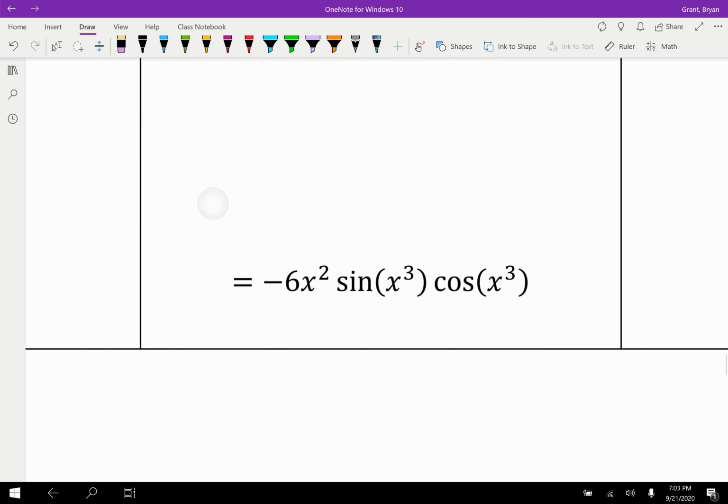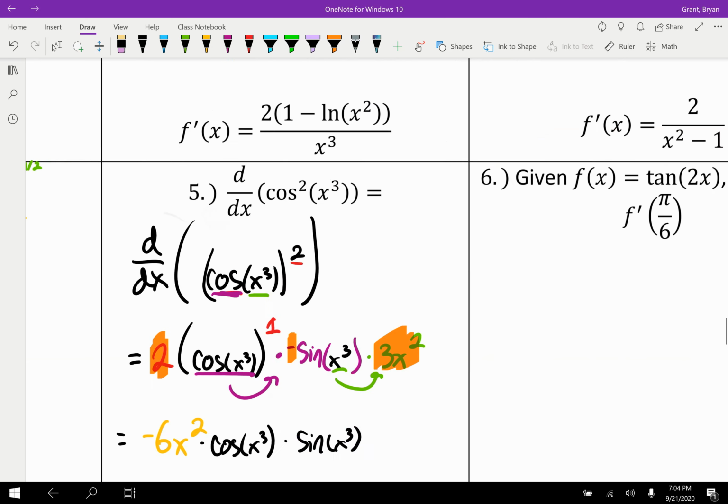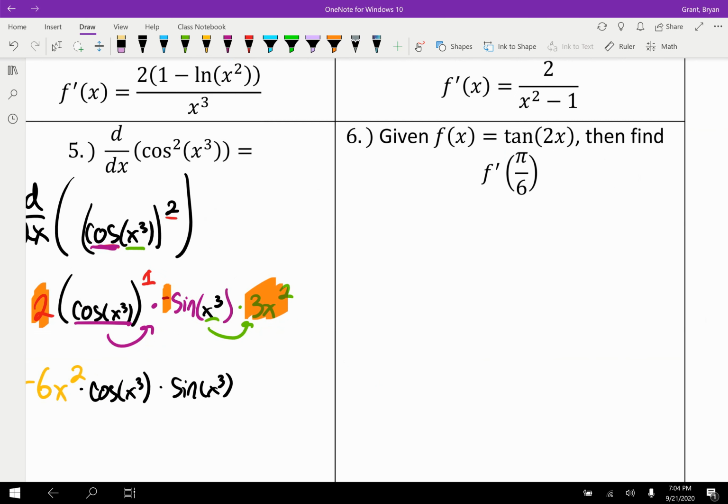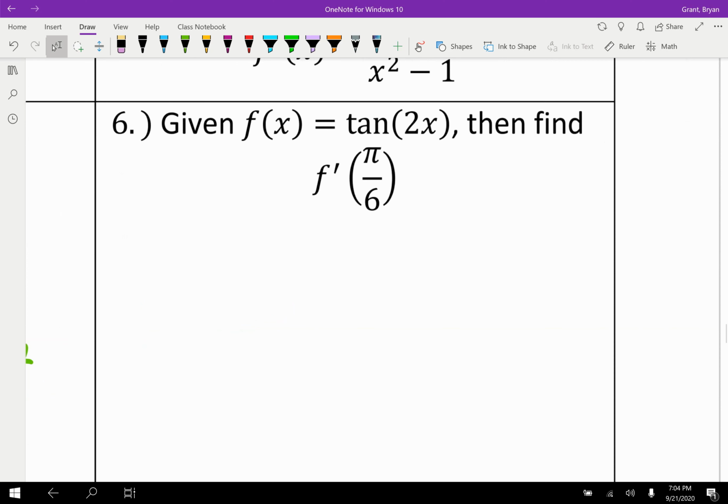So not too bad. Some chain rule inside of a chain rule inside of a chain rule, like those Russian nesting dolls, but not awful. Okay, problem 6. Two tricky parts for this problem, maybe 3. There is a chain rule, but I think that's the least tricky. The second trickiest is actually knowing the derivative of tangent. And then the last part that's tricky is knowing your trig values. So let's get to it.